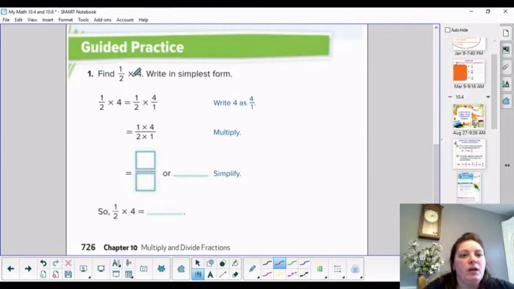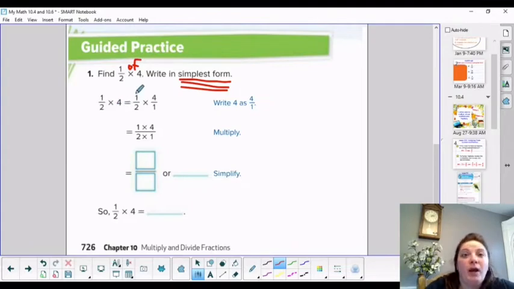Find 1/2 times 4 and write in simplest form. Yes, always, always, always in simplest form. Unless you're told not to, you need to write all answers, all fractions in simplest form. Don't make Mrs. DeMarco yell at you about that. So 1/2 times 4 is the same as saying 1/2 of 4. And you might be able to do that mentally. What's half of 4? Think about it.